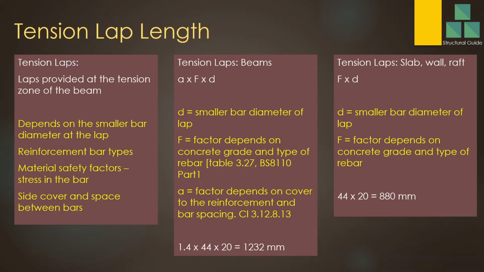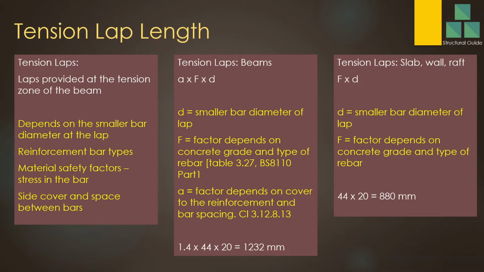Tension lap length. Laps provided in the tension zone of the beam are called tension laps. It depends on the smaller bar diameter, as I explained. Also it depends on the reinforcement bar type. There are different types of reinforcement, so bar type also needs to be considered. The reinforcement bar material safety factors, there are different material safety factors, also need to be considered when determining the lap length. In addition, the element sizes, the cover to the reinforcement, and the gap between reinforcement all need to be considered when determining the lap length. These are the factors related to the lap length.